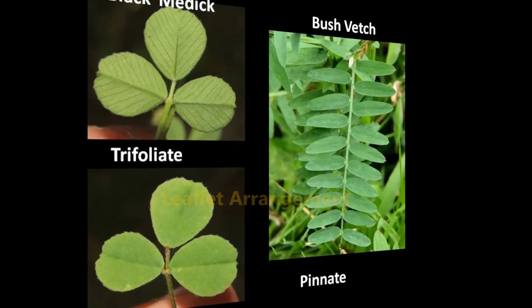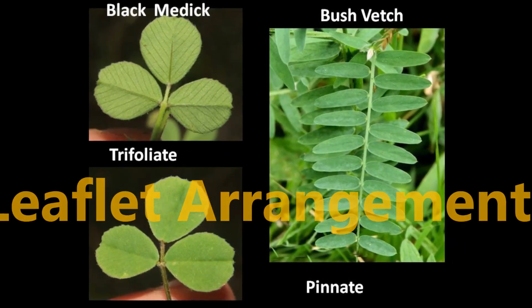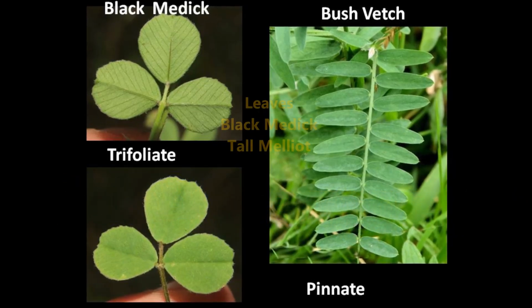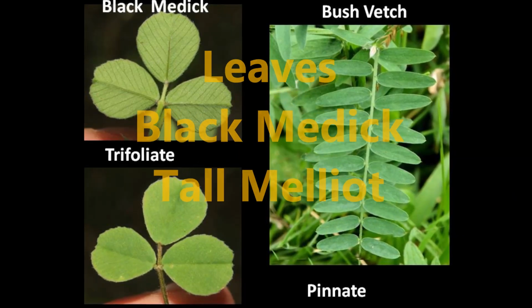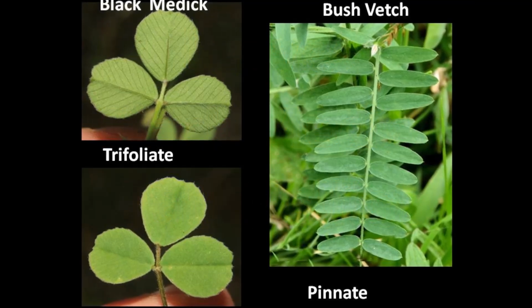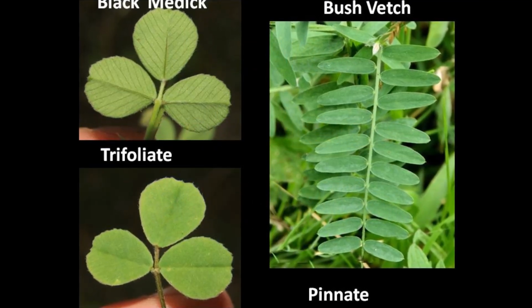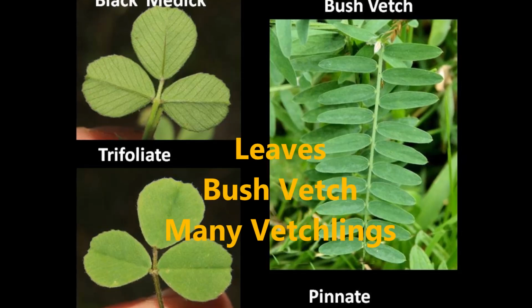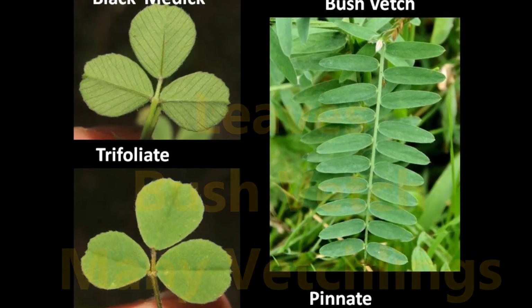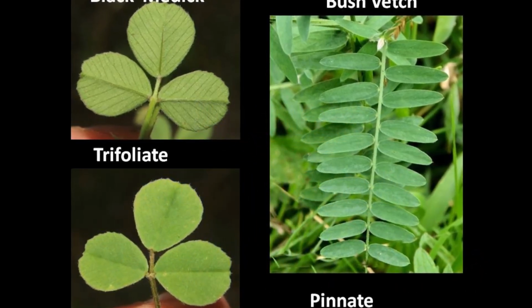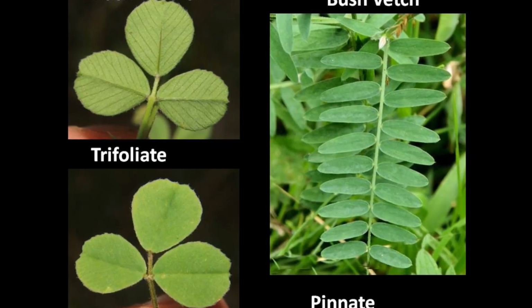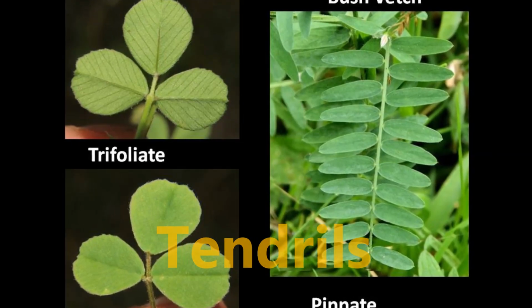The leaves of the Fabaceae are either trifoliate, as in the case of black medic, tall melilot and the clovers, or they are pinnate in structure, as is the case with bush vetch and many of the vetchlings. Terminal leaflets in vetches and vetchlings are often modified to assist them in climbing.